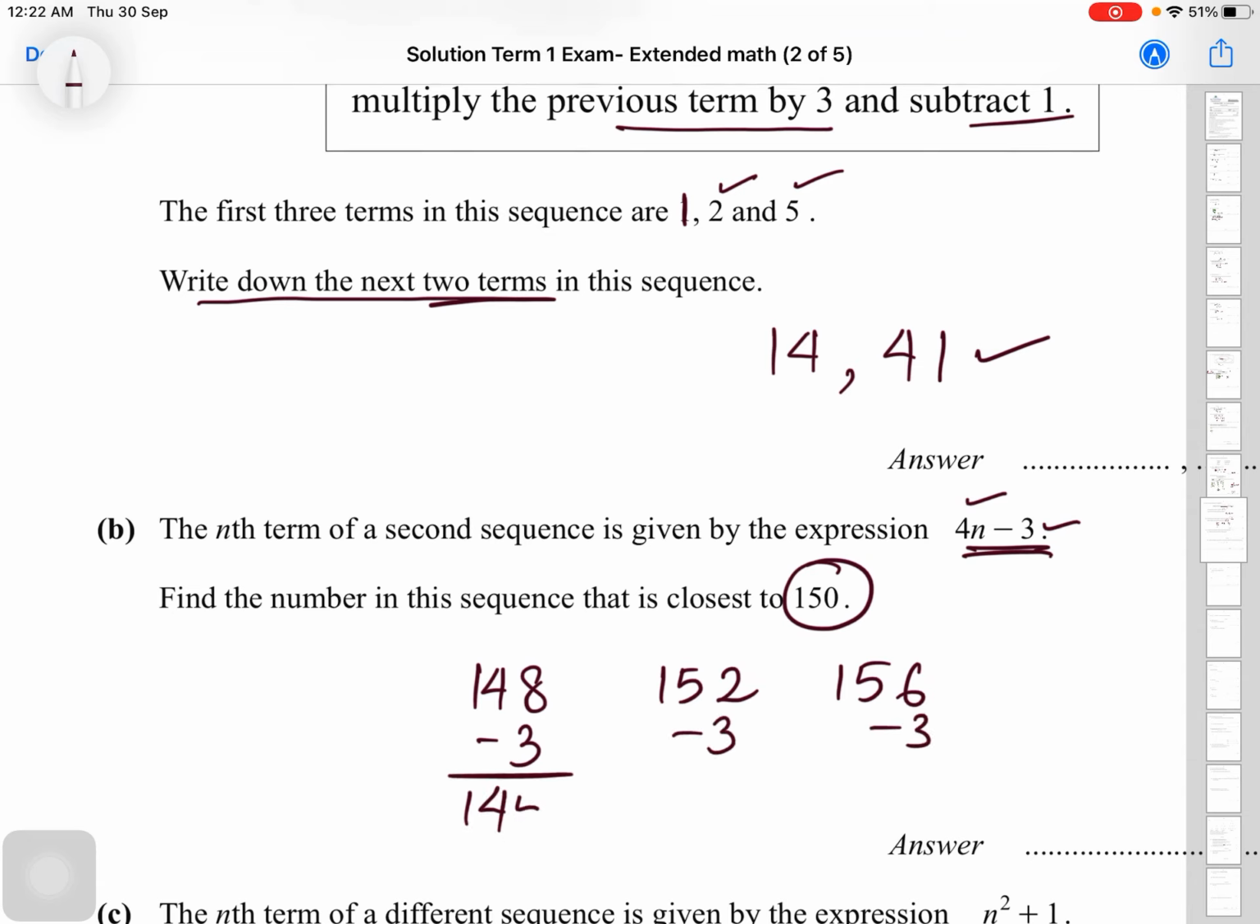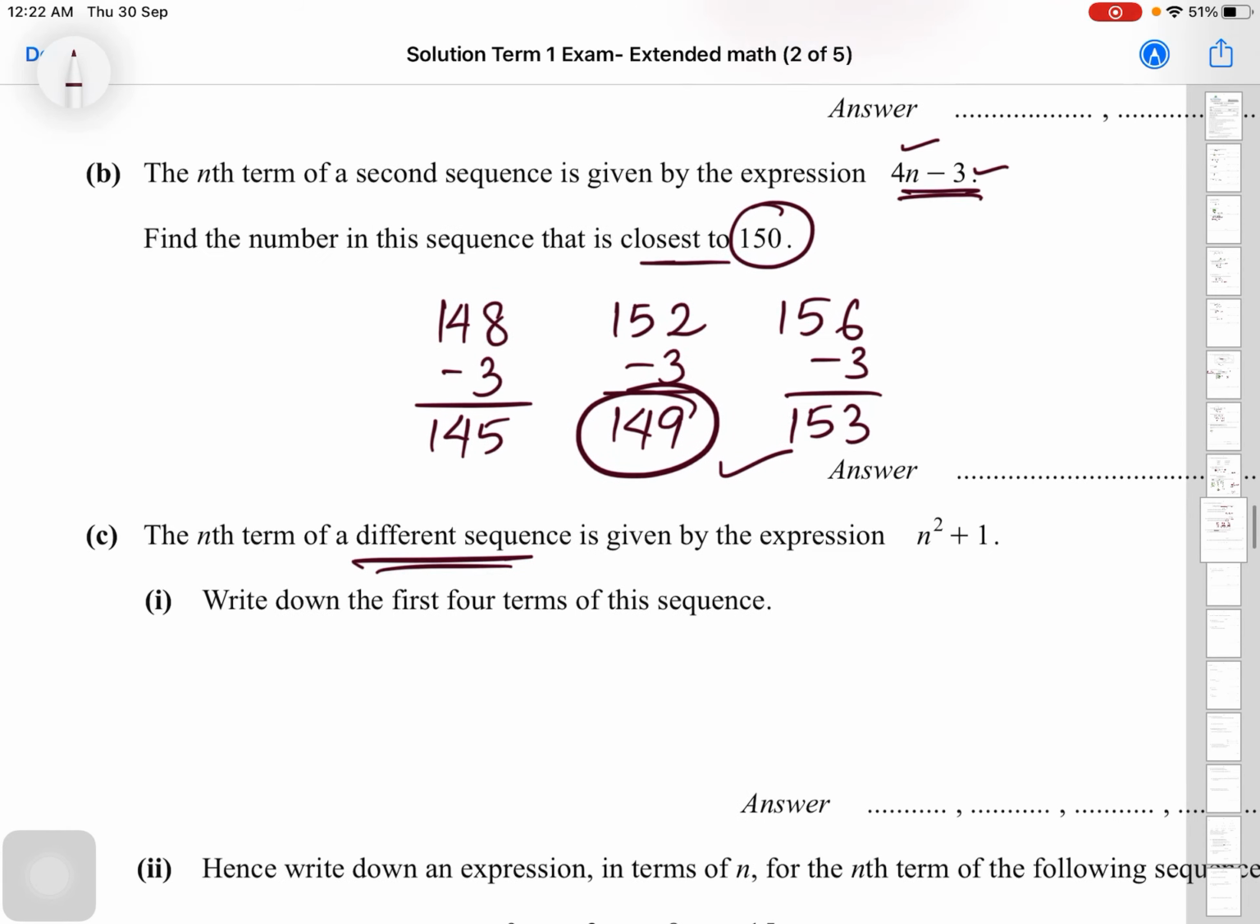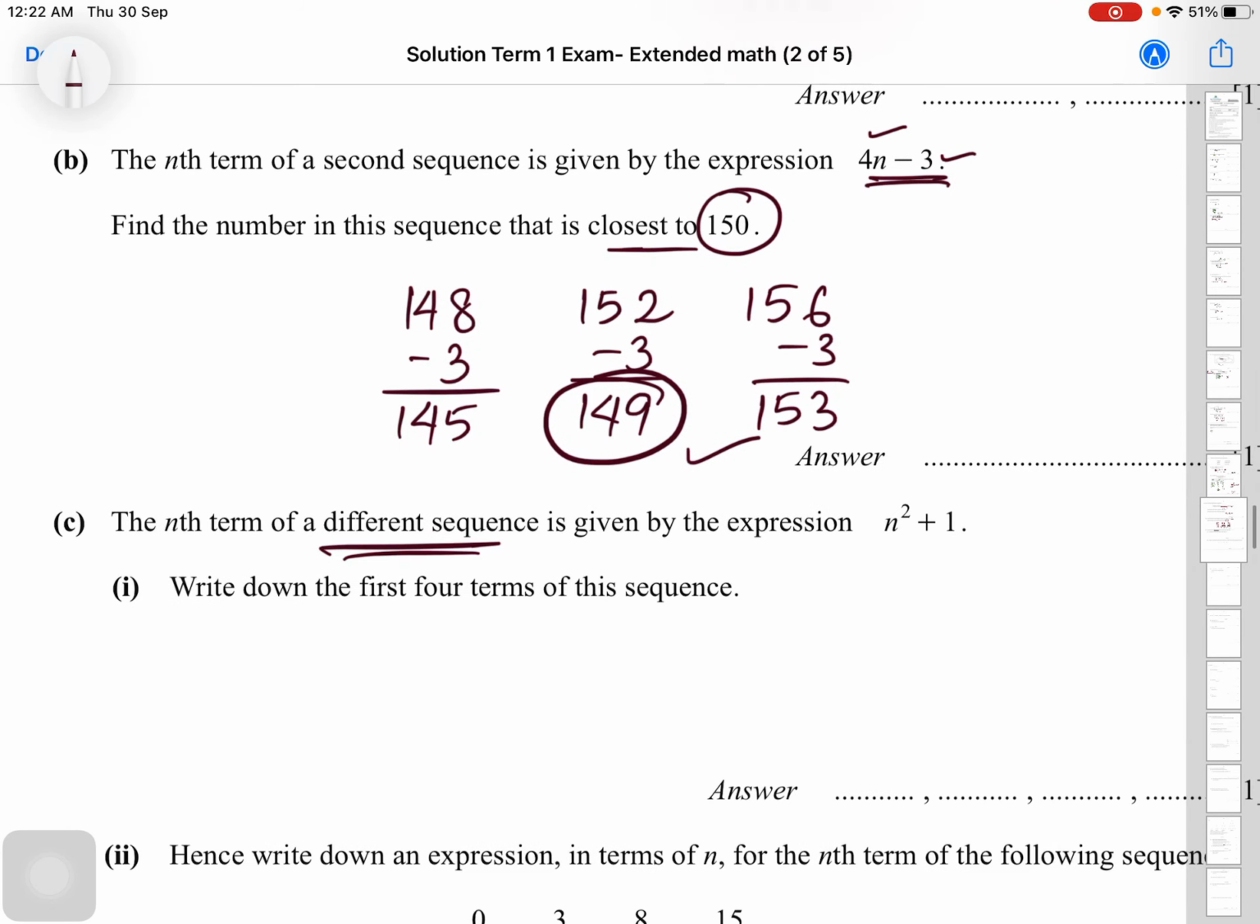You will have 145, 149 and 153. You can pick up which one is closest to 150? Answer is 149. The nth term of a different sequence is given by the expression n square plus 1. Another sequence, n square plus 1. Write down the first four terms of the sequence.